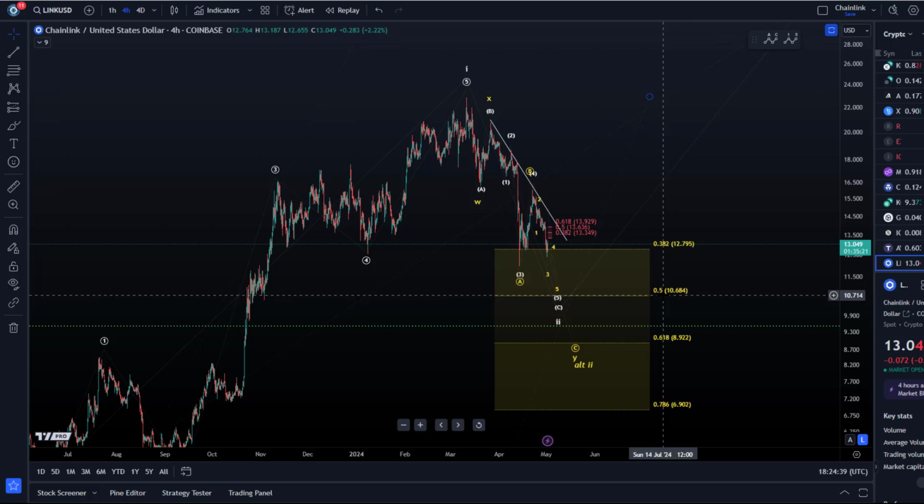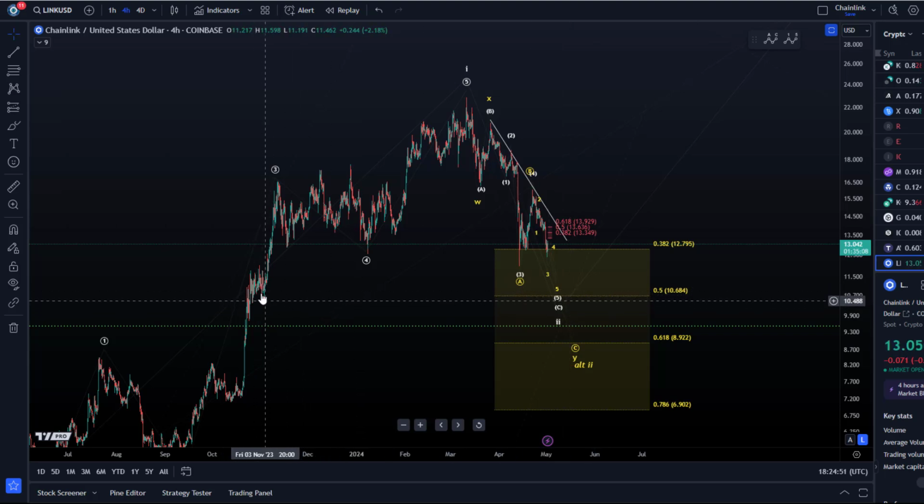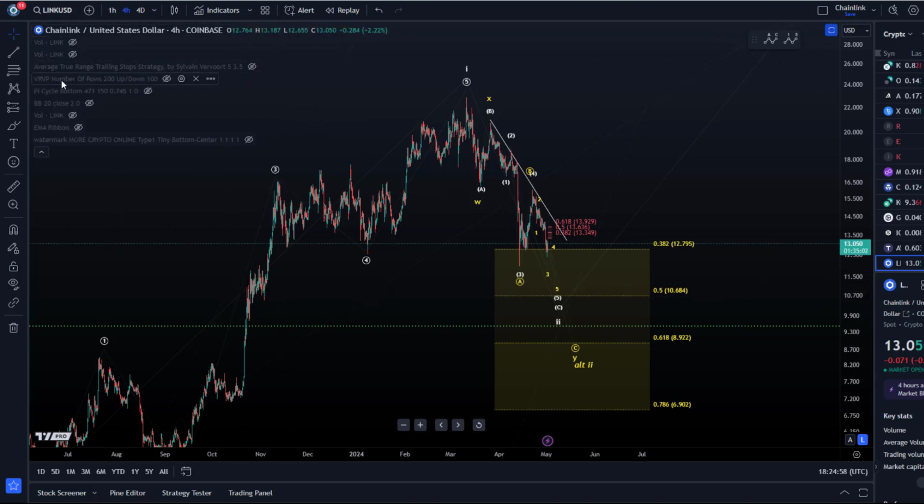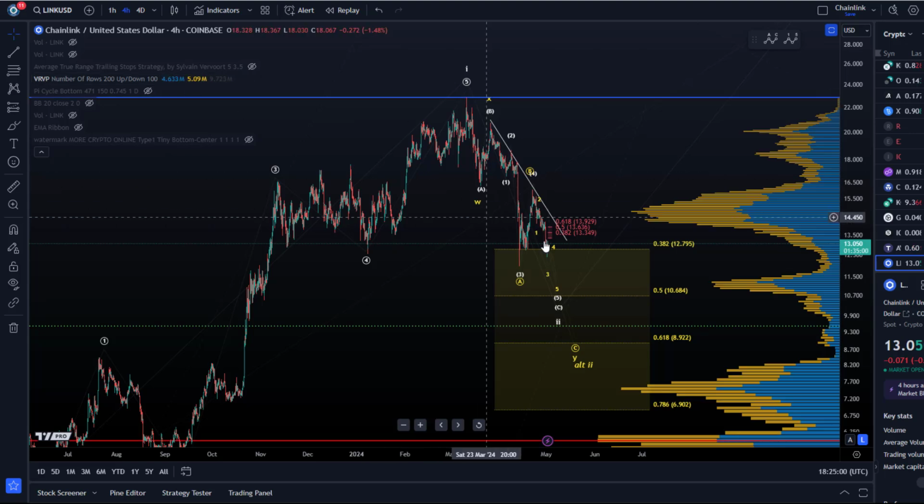That's not the only one, right? We already have seen a reaction to the 38.2 retracement level. And if we see further downside, then $10.68 will likely provide some support as well. There is also going to be structural support here, most likely in that price region. I guess we should see it if we add the VRVP as well. Yeah, so there's a cluster of support.